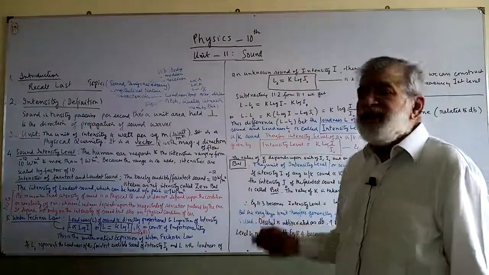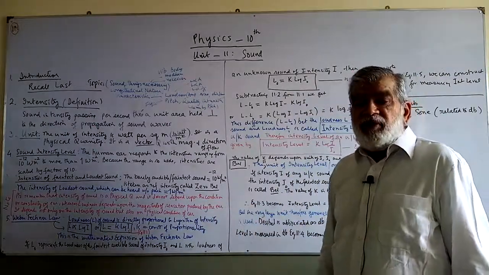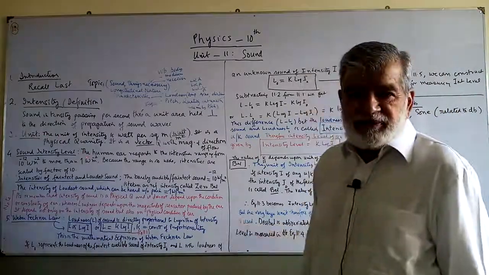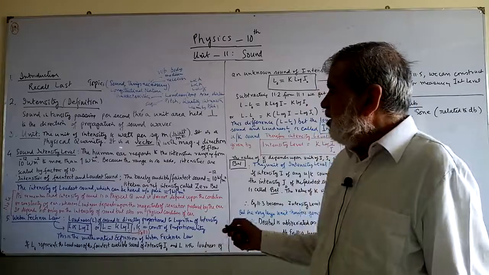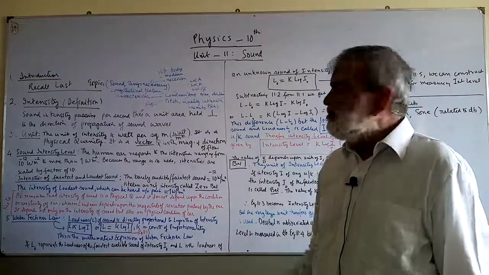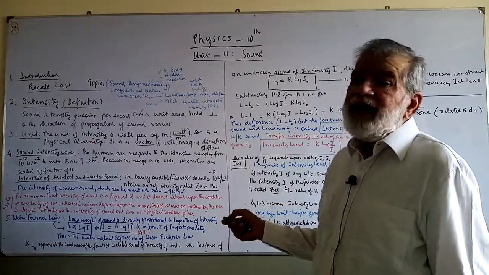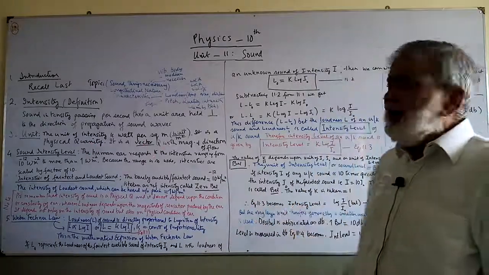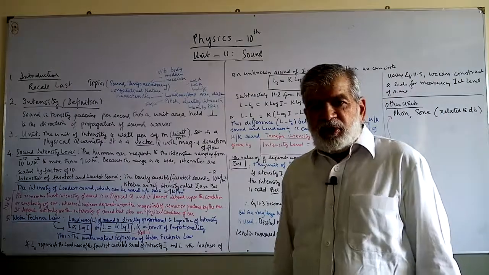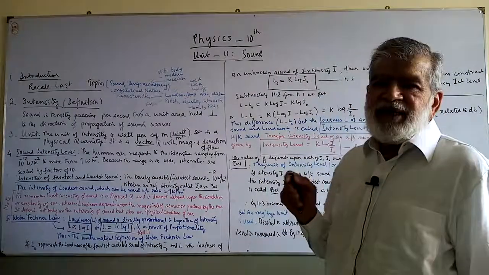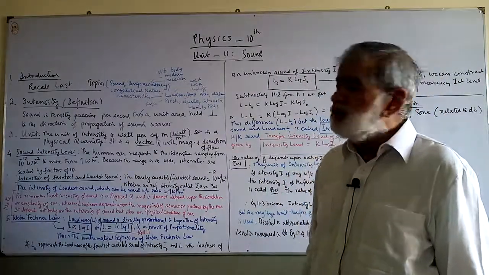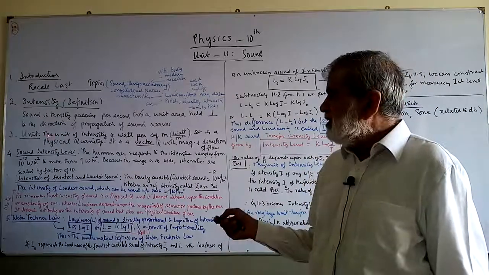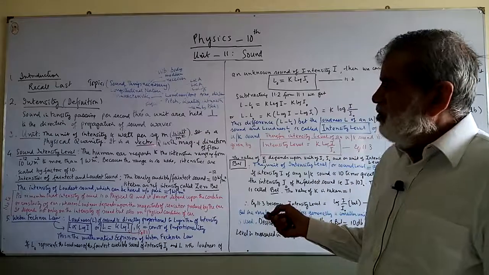The unit of intensity of sound. Intensity is a physical quantity. Please remember this. And all physical quantities are measurable quantities. It is also a vector quantity because it has magnitude and it has direction of flow. So please remember, if there is ever a question in the MCQs whether intensity is a vector or a scalar quantity, please understand that it is a vector quantity.